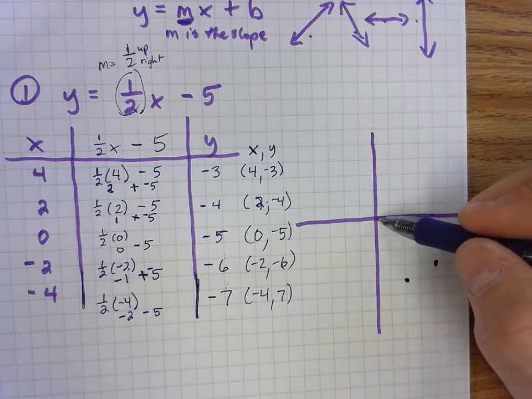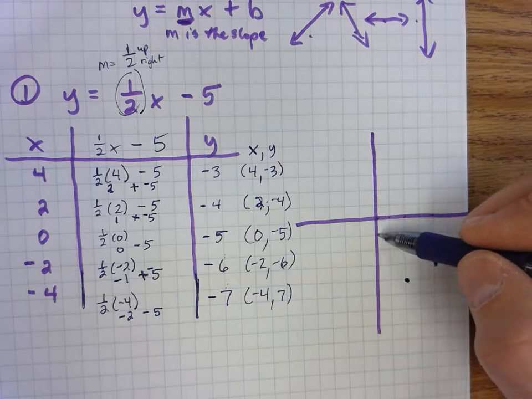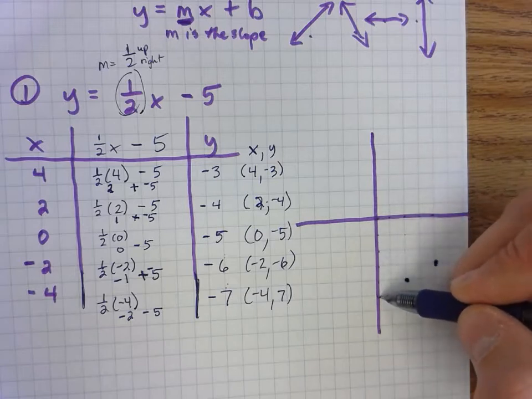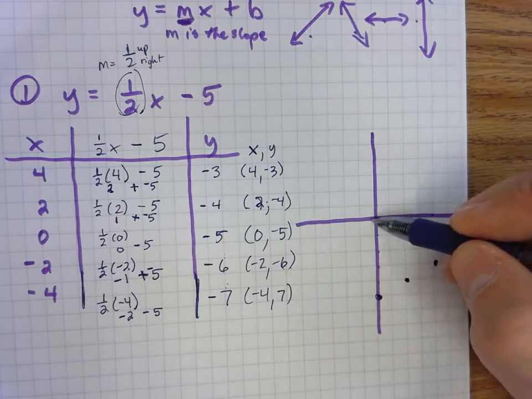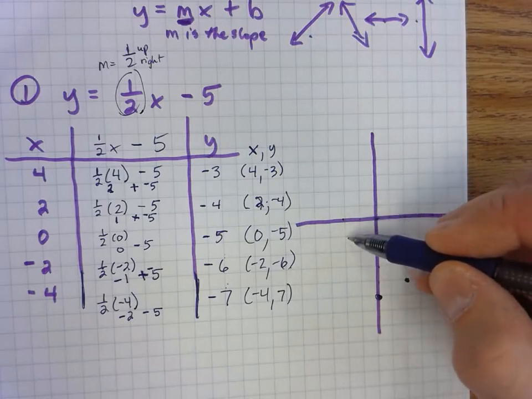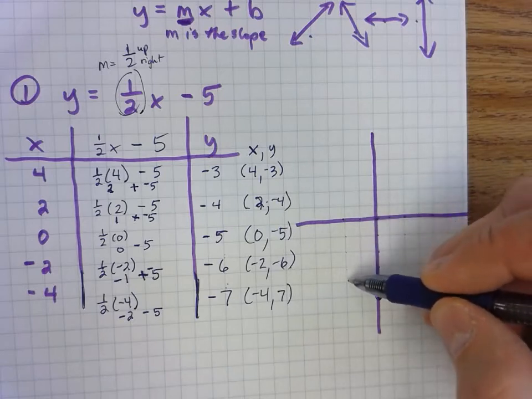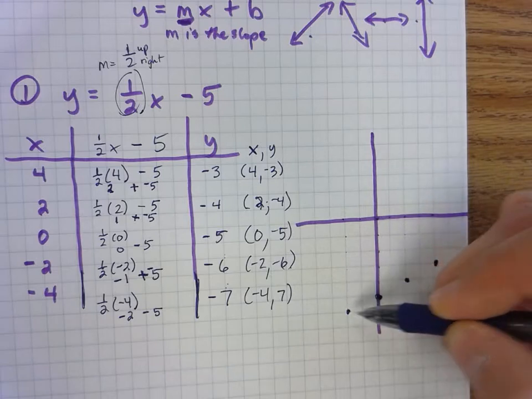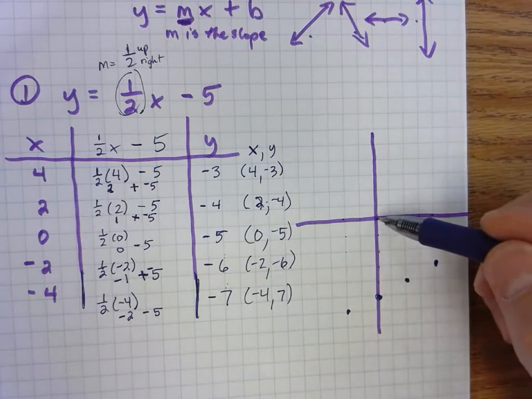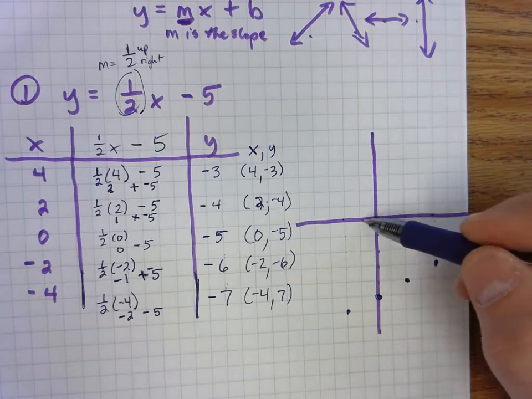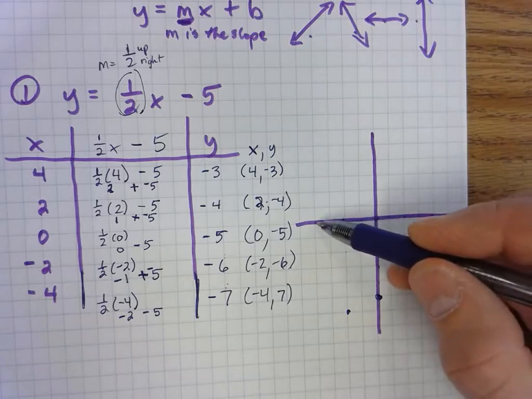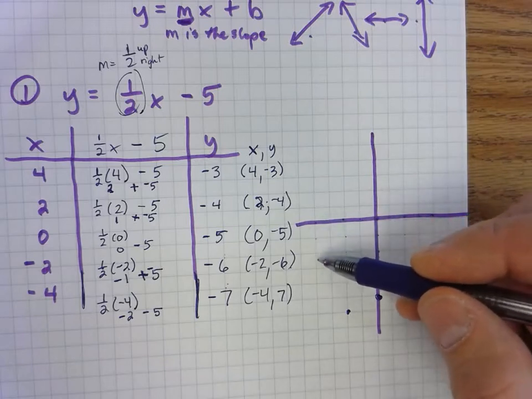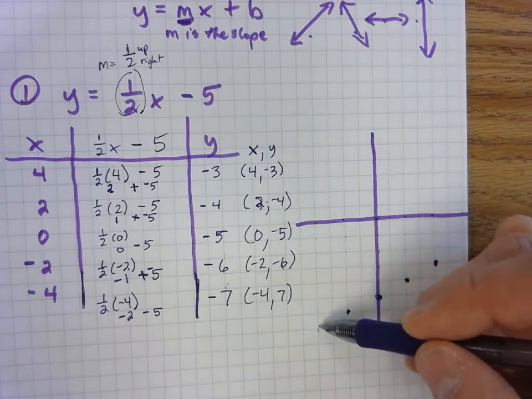0 means you don't go either direction. Negative 5. 1, 2, 3, 4, 5. Negative 2, 6. That means you go negative 2, and then negative 6. Negative 1, 2, 3, 4, 5, 6. And then negative 4, 7. Negative 1, 2, 3, 4. And then negative 7. 1, 2, 3, 4, 5, 6, 7.